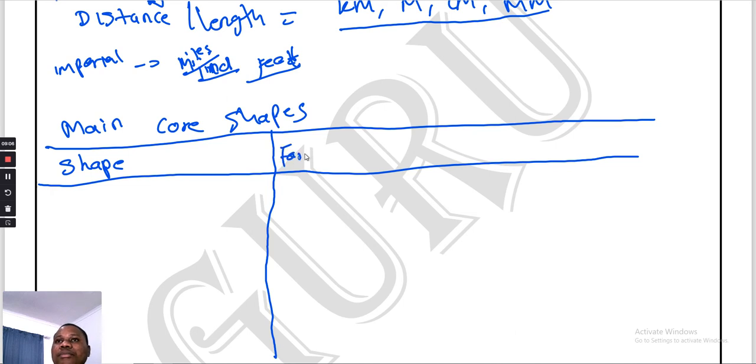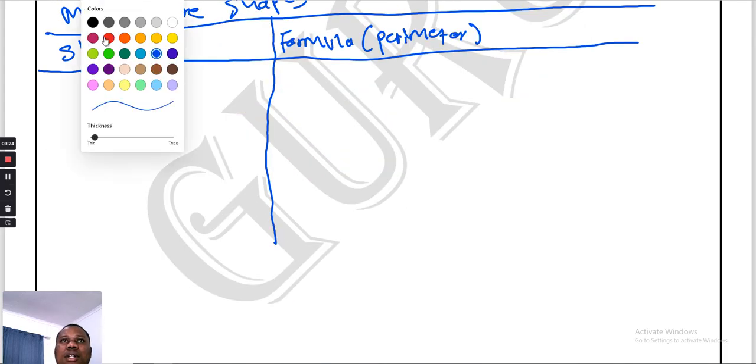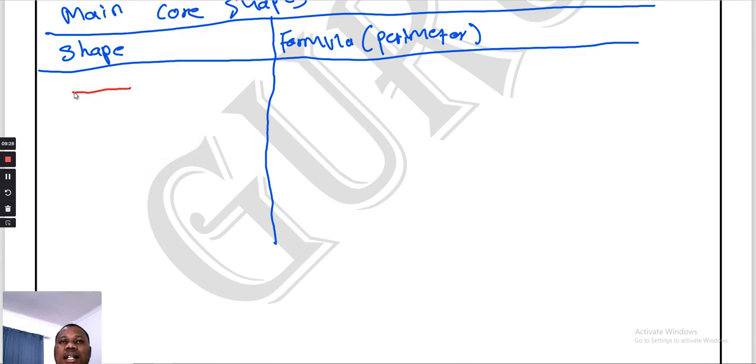So now we're going to have a formula here on how to calculate what? How to calculate a perimeter. Okay? How to calculate a perimeter of each shape. All right? Now we're going to start with this one. Even though my drawings are not going to be accurate enough, I will just do this and then explain what it means.